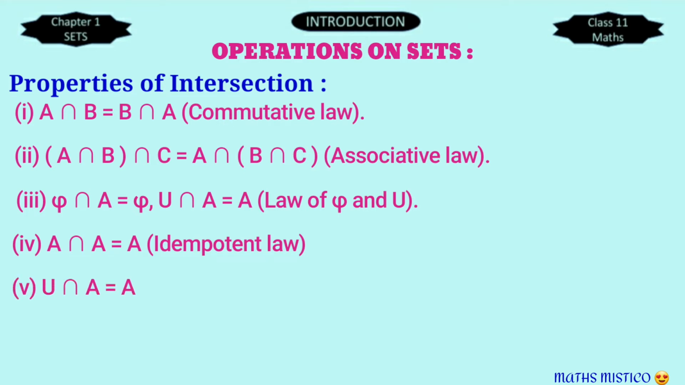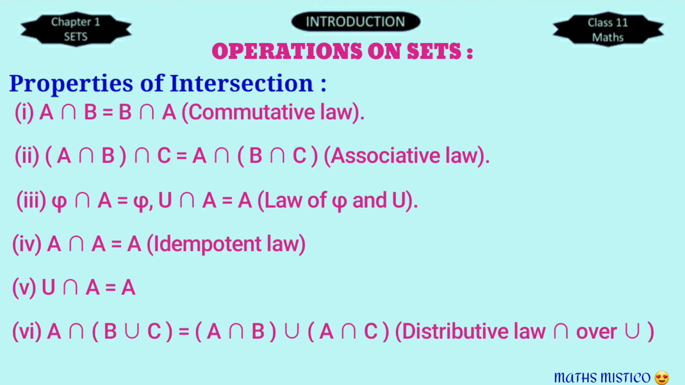Similarly, U intersection A is equal to A itself. The most important property of intersection is that it is distributive over union. So we have the last law, A intersection (B union C) is equal to (A intersection B) union (A intersection C).